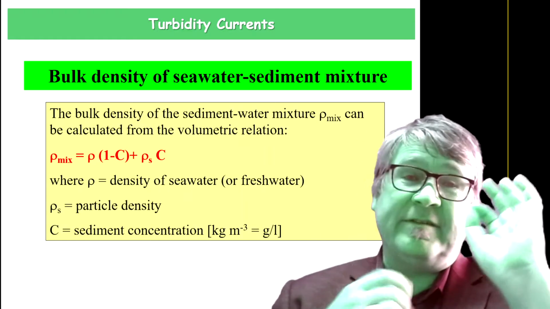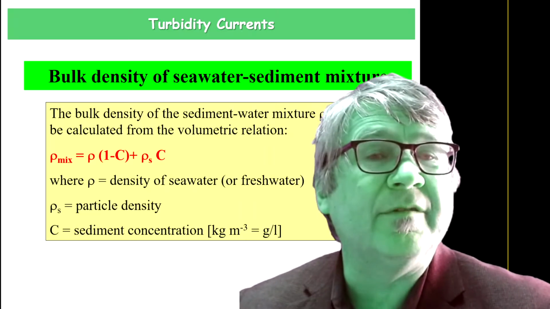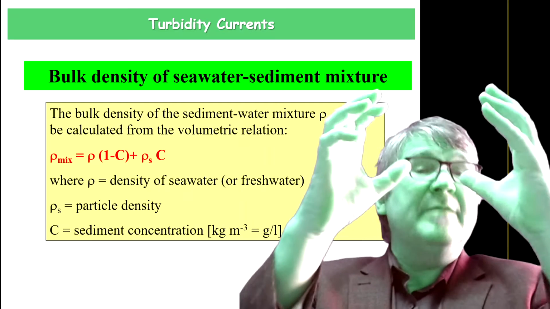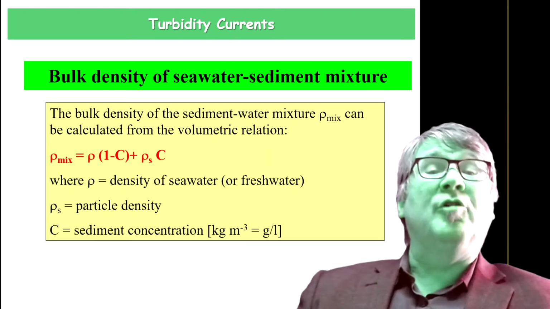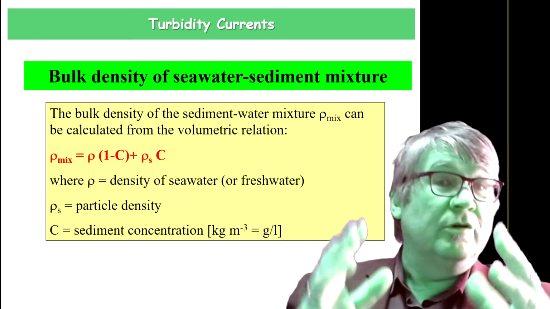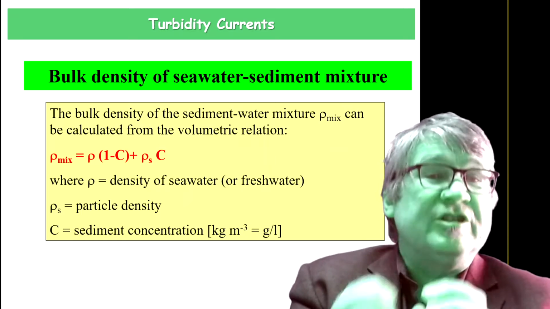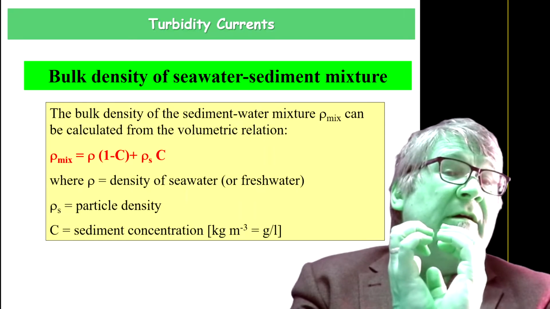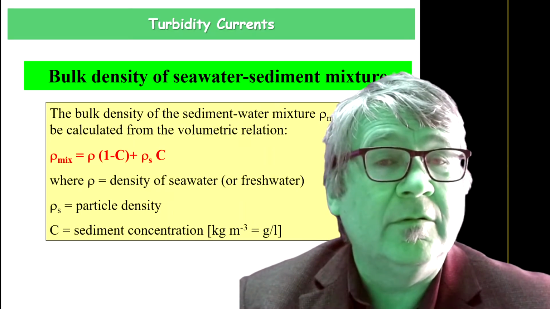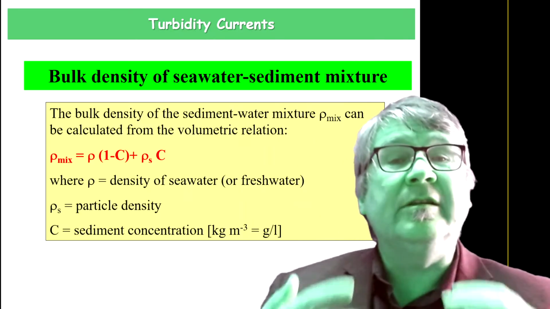Okay? Sediment particles are more than 2 times denser compared to a water particle. So now if you have a mixture, the sediments actually make the mixture heavier compared to pure seawater. And what this addition of heaviness, of density, can do is create currents. And currents created by the addition of suspended sediment are called turbidity currents.